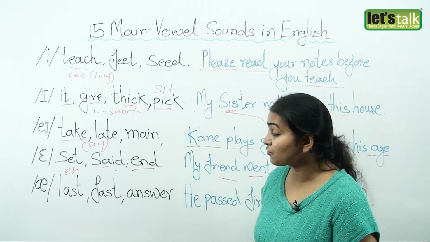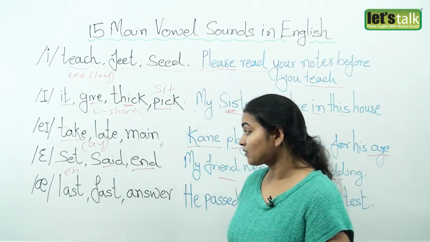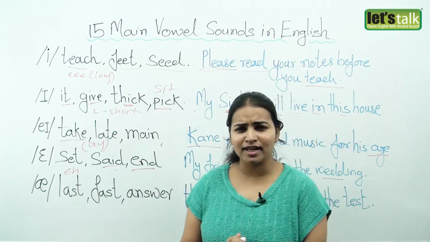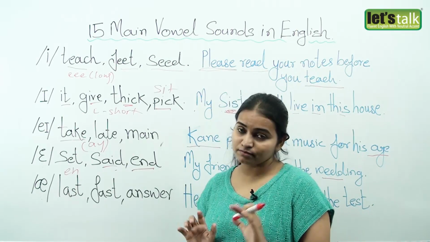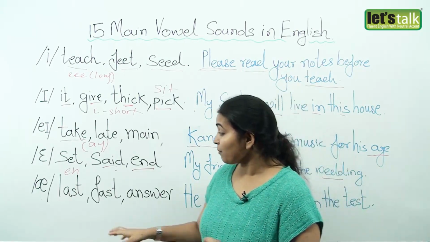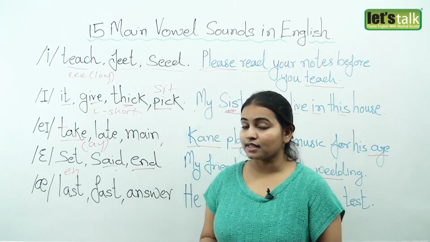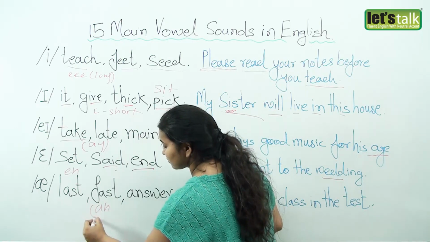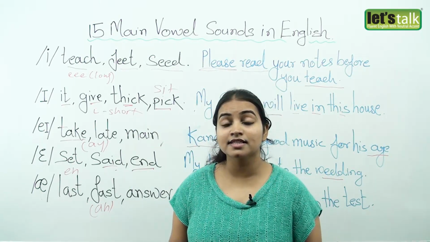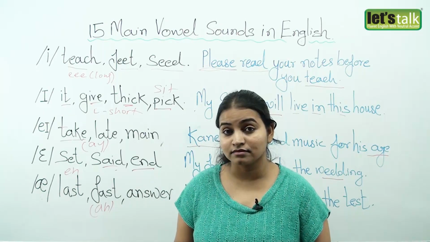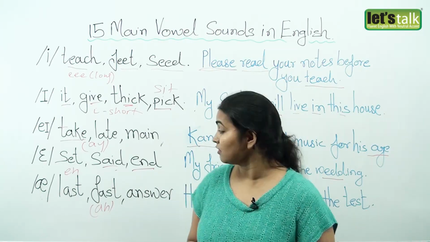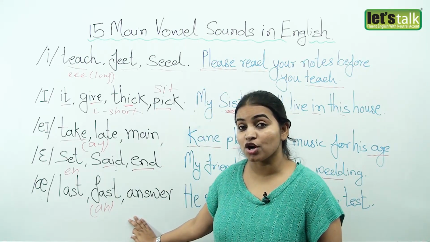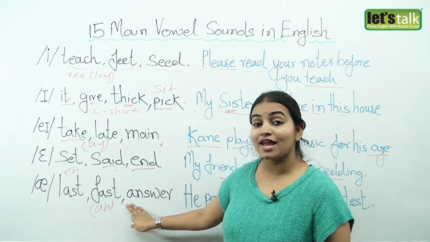Moving on to the fifth vowel sound, we've got the symbol which looks like this. Quite complicated to look at, but the pronunciation should be quite simple, I presume. The first word is last. So the pronunciation is an ah. Can you do this? An ah. So I have last. I've got fast, a fast car. A good answer.